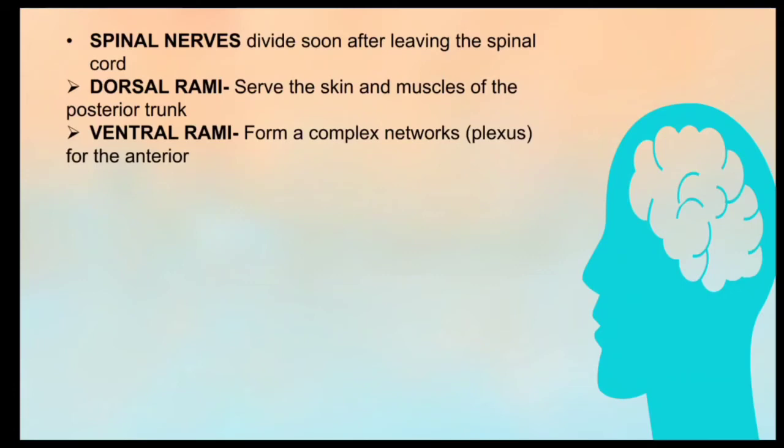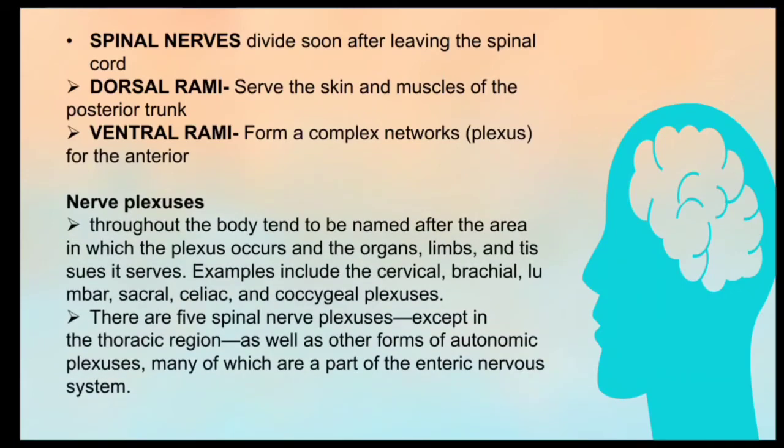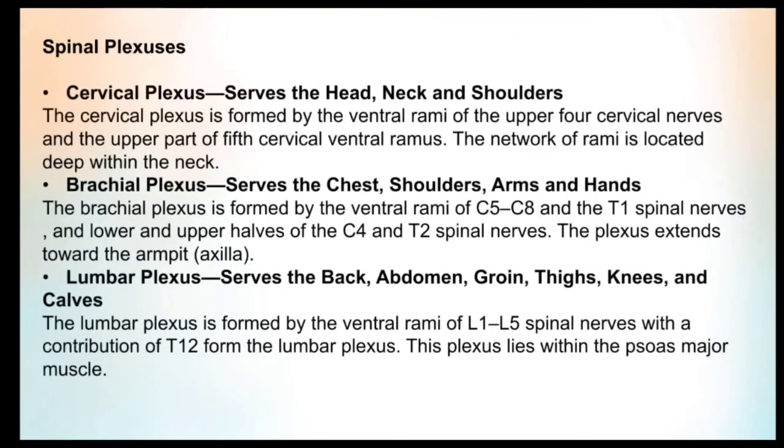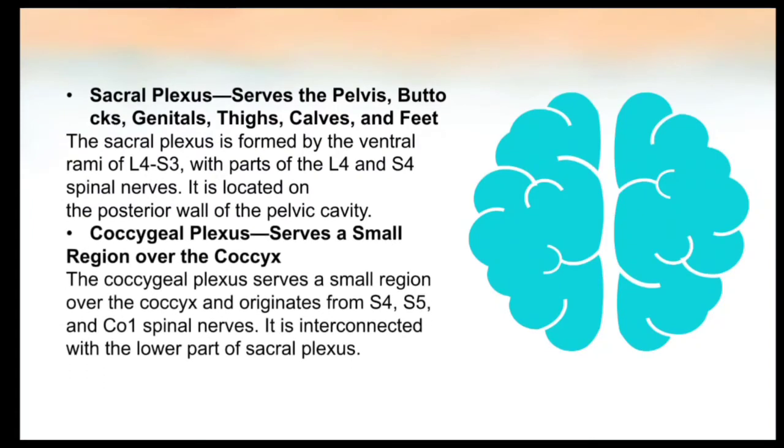So next is yung nerve plexuses. Throughout the body tend to be named after the area in which the plexus occurs and the organs, limbs, and tissues it serves. Examples include the cervical, brachial, lumbar, and sacral, celiac, and coccygeal plexuses. So, merong tinatawag na 5 spinal nerve plexuses, except sa ating thoracic region. Ang 5 na yun ay yung cervical plexus, brachial plexus, lumbar plexus, sacral plexus, and the coccygeal plexus.